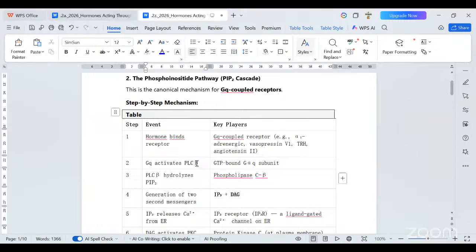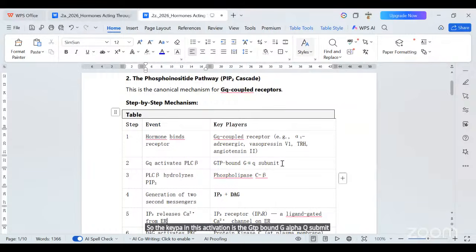And the key players in this activation is the GTP. GTP is an energy currency. It's like a lower form of ATP. So the key player in this activation is the GTP-bound G alpha Q subunit.